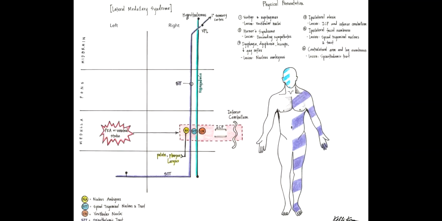Okay, and then a picture that you're very familiar with. So again, a crossed finding: ipsilateral cranial nerve deficits, contralateral, in this case, a sensory deficit, pain and temperature.